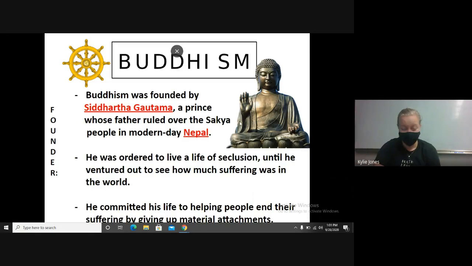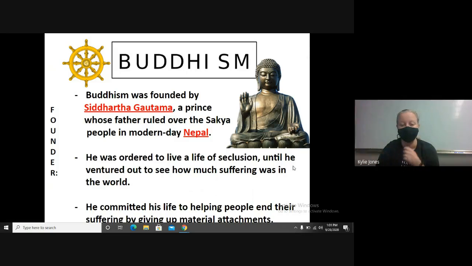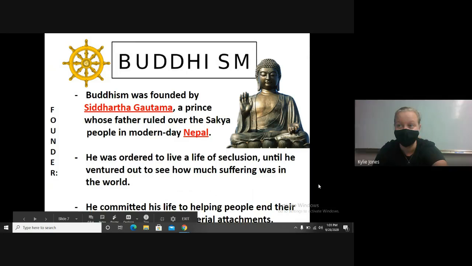So this person, who I'm assuming is Siddhartha Gautama, was a prince in the area that is now modern-day Nepal, which is close to India, kind of above it a little bit. Basically, he was told he had to live a life all alone until he finally left to go see that the world was just suffering. After that, he committed his life to helping people end their own suffering. So he helped them get rid of their material attachments that were causing them pain and told them to take up the way of Buddhism, basically.